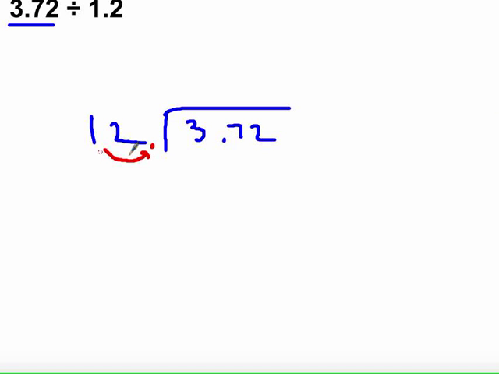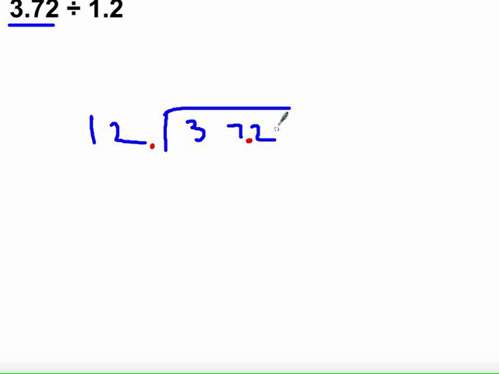So that means if we move this over one spot, we got to move this one over one spot. Okay, so now our decimals are in different spots. They're no longer in our original place. So our new question then is 37 2/10 divided by 12. Okay, so the division part is exactly the same.